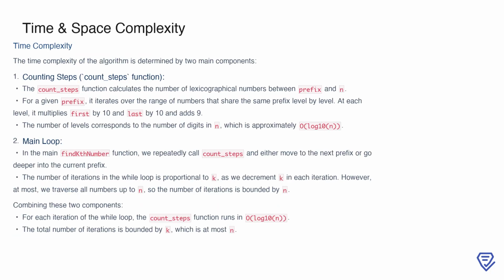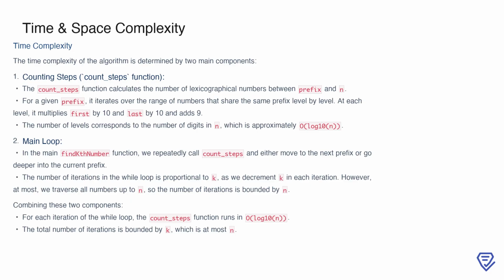To analyze the time complexity of this algorithm, we break it into 2 main components, the count_steps function and the main loop in the find kth number function. The count_steps function calculates how many numbers exist between a given prefix and the upper limit n. It does so by iterating level by level through the numbers that share the same prefix. At each level, it updates the range of numbers by multiplying first and last by 10 and adding 9. The depth of this iteration corresponds to the number of digits in n, which is approximately O(log 10 n).